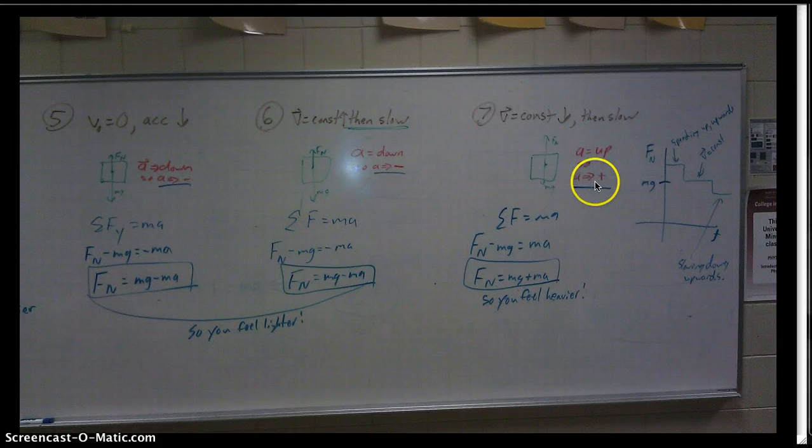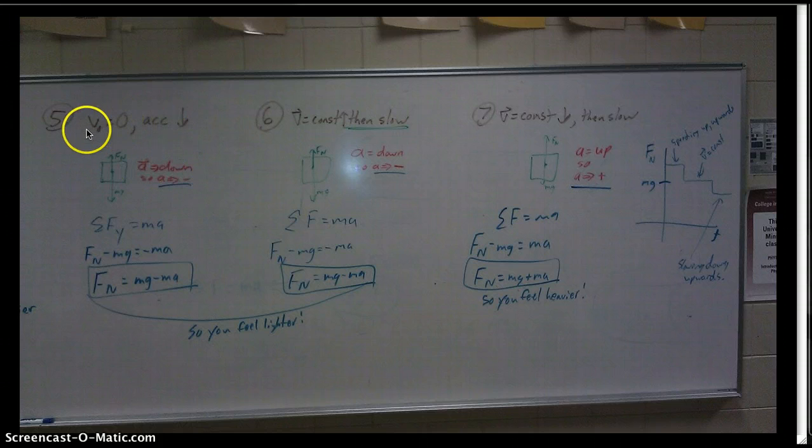So our acceleration is up, therefore positive. We still have normal force minus mg over on this side. We still have ma on that side. It's still a positive term. So again, you feel heavier. And if you think about it, when you're going down, but then the elevator slows you down, you feel heavier. So we have normal force equals your weight plus that ma term again. Now 5 and 6 are similar in a different way.